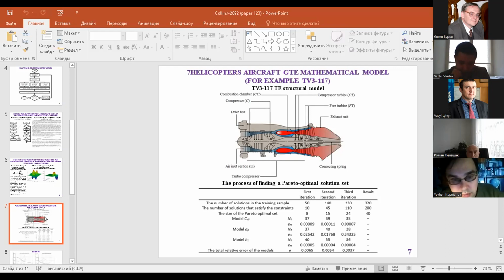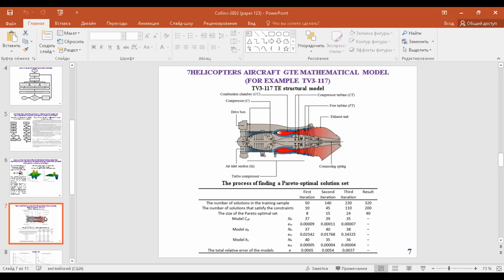Of these 50 solutions, 10 met the constraints and 7 were non-dominated. Based on this sample, approximate models were built for target variables and constraints based on a neural network of a radial basis in accordance with the method described above. This table shows for each model the number of neurons in the hidden layer and the fitness calculated by the expression.